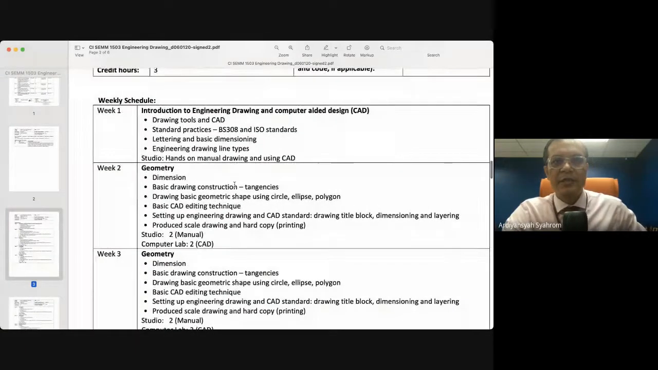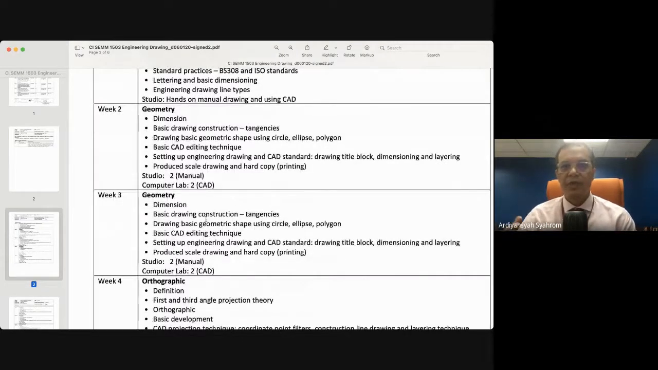This is the weekly schedule. The first week is the introduction to engineering drawing and computer aided design. So in the first part, I just give the introduction to engineering drawing and computer aided design later, in the second part. Okay, week two is geometry. In geometry, we talk about dimensions, basic drawing construction and tangency, drawing basic geometry shapes, using circle, ellipse. You can read the detail.